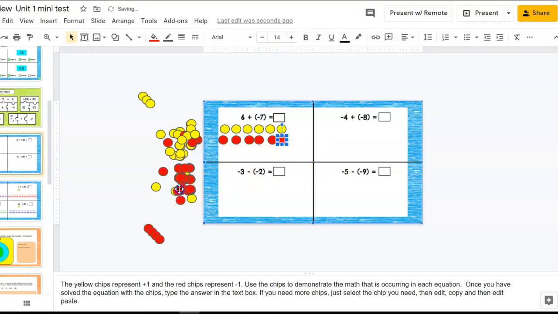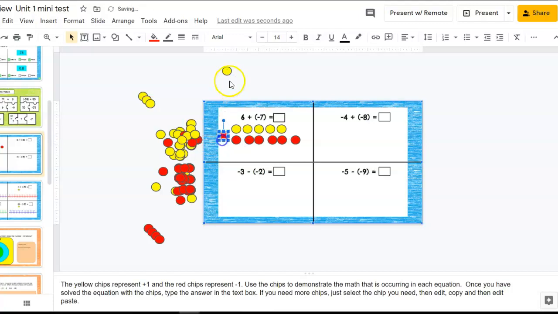That's 6, and then I need 7. Here's my 7. Each of these red and yellow is a 0 pair. You can do one of two things. You can match your 0 pairs up and take them away.